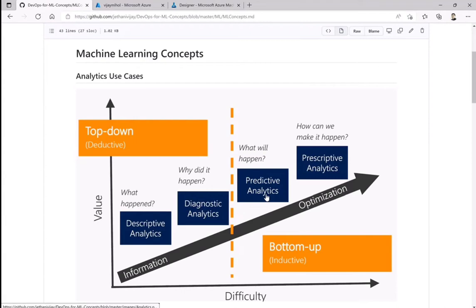Okay, so that is what we say, that we can predict based upon what kind of information we have at hand and the metrics we have at hand. Now, the other type of analytics which is based on this is prescriptive. That means how we actually make it happen.